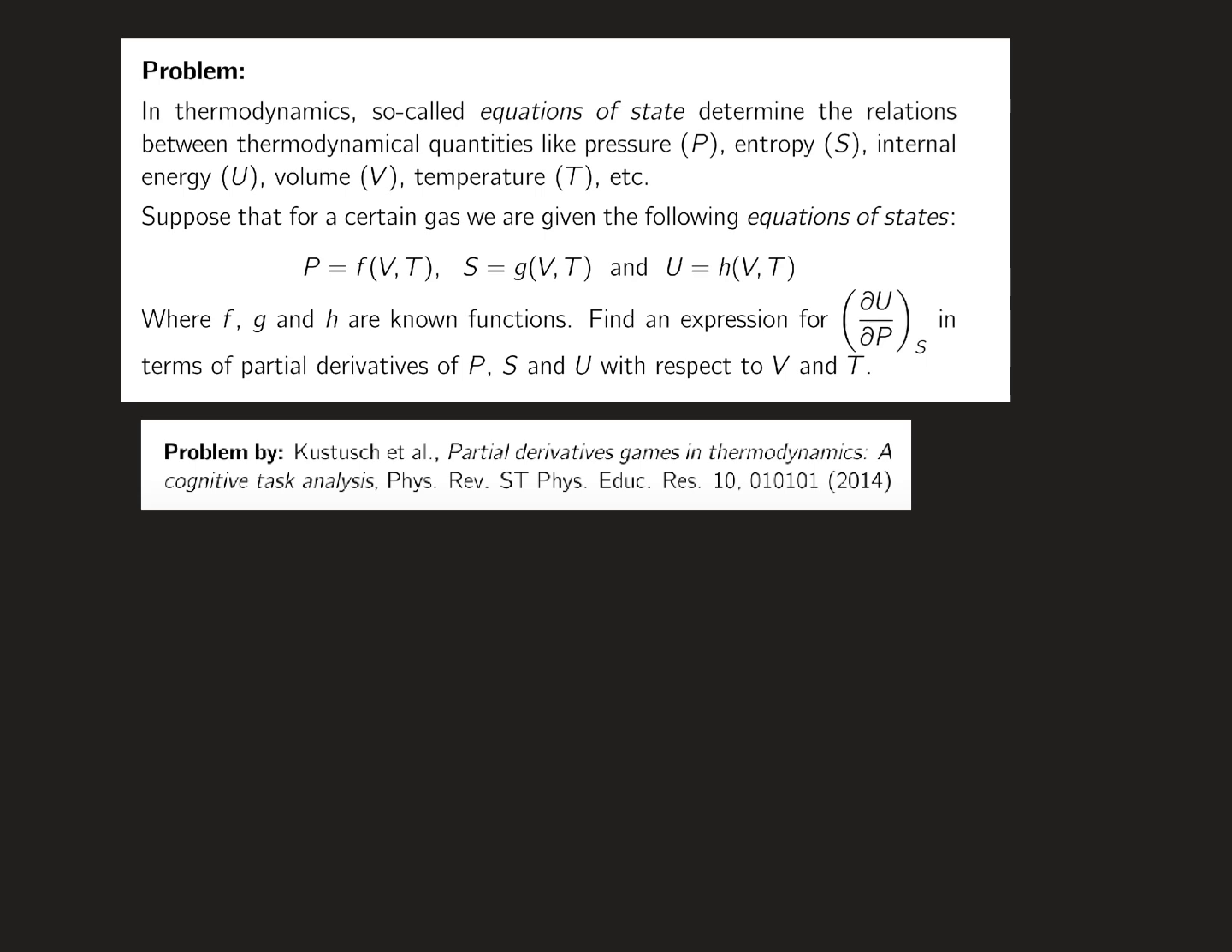Now we want to find an expression for delta U, delta P, where we keep S constant. So we want to know the change in the internal energy if the pressure changes when we keep the total entropy constant. Now this is a problem from the article by Kustush, so for those of you who are interested, you can read this. Now these functions F, G, and H are a little bit vague for now, so let's see what kind of functions they use in the article for this.